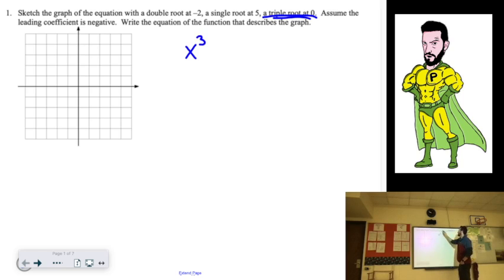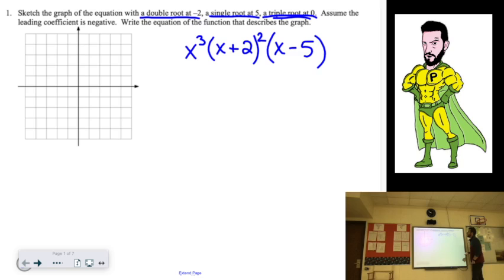That handles that. We have a double root at -2. So if it was just -2, that would show up as x plus 2. But this is a double root, which means it's going to be x plus 2 squared. We have a single root at 5, so x minus 5. The only other thing they said is assume the lead coefficient is negative. All right.